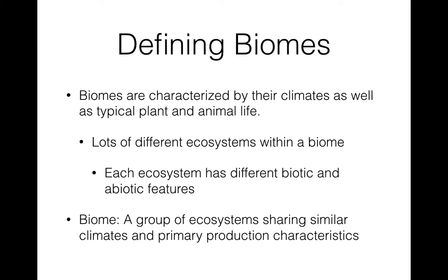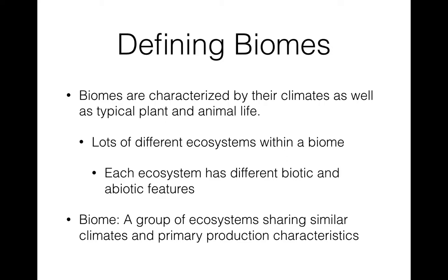They are characterized by their climate, and climates are going to help dictate the type of plant and animal life that will live there. There are lots of different ecosystems within a single biome, so we're going to talk about 6 or 7 different major biomes. But within each of those biomes, there are individual ecosystems, and each one of those ecosystems has a little different biotic and abiotic features. But we're looking here at a biome, which is a group of ecosystems sharing similar climates.